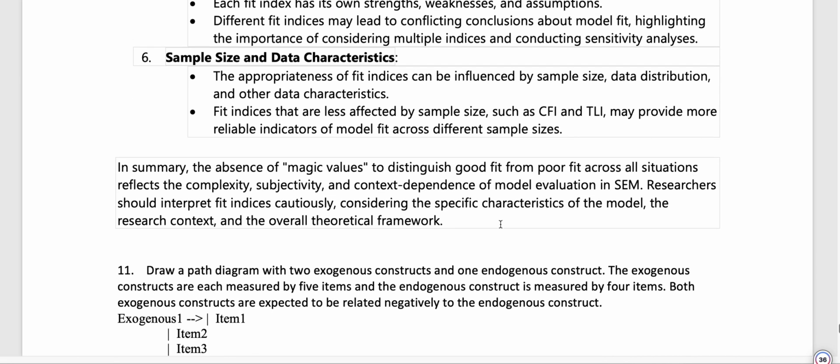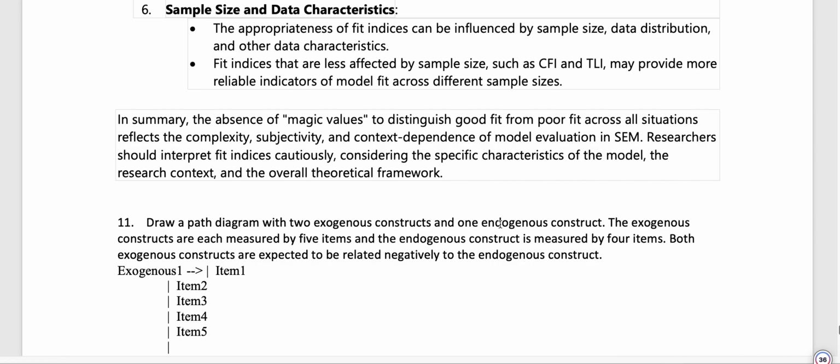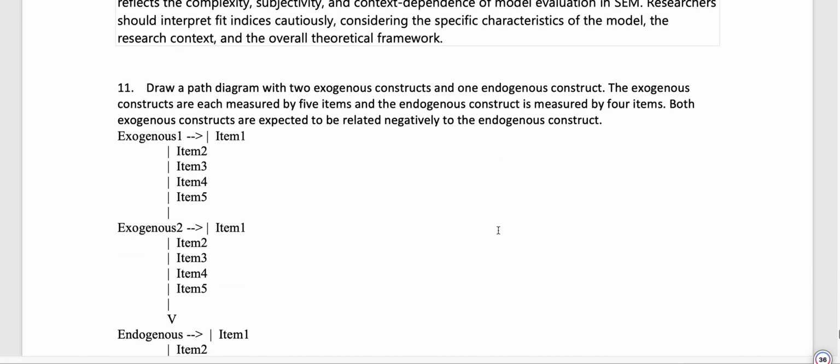In summary, the absence of magic values to distinguish good fit from poor fit across all situations reflects the complexity, subjectivity, and context dependency of model evaluation in structural equation modeling. Researchers should interpret fit indices with caution, considering the specific characteristics of the model, the research context, and the overall theoretical framework.